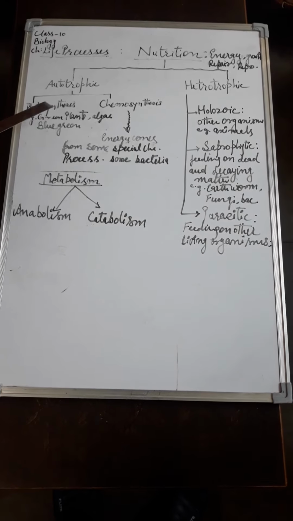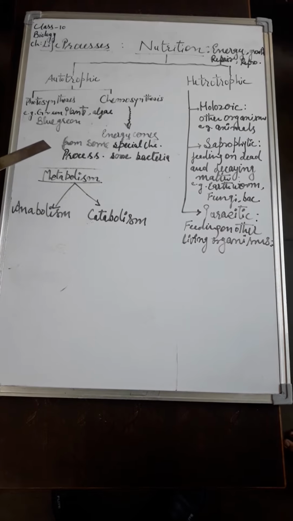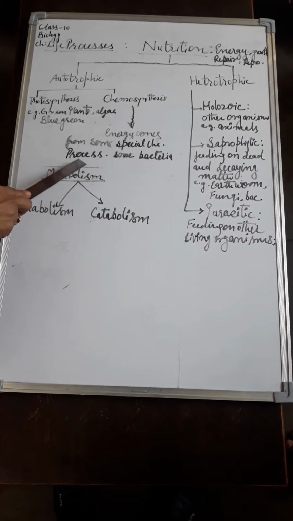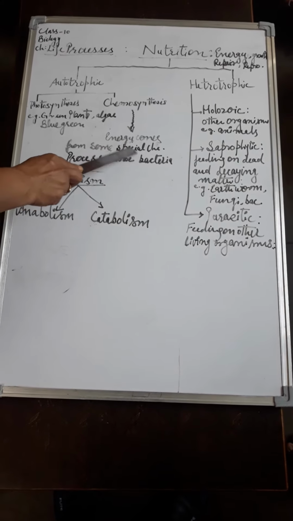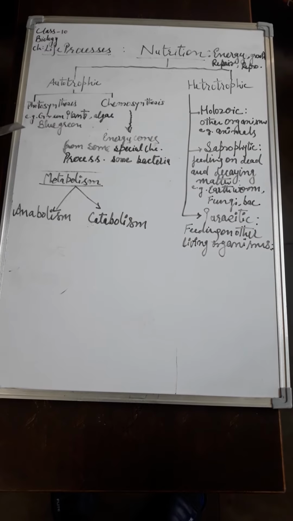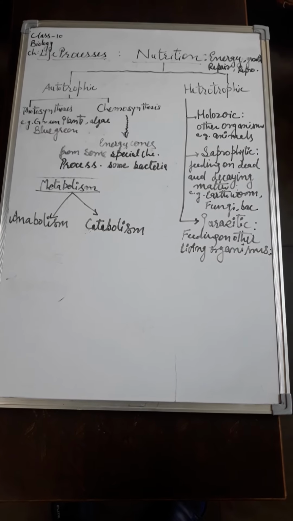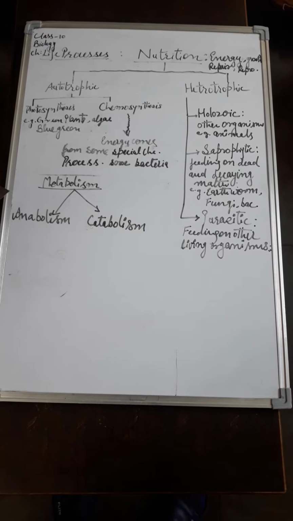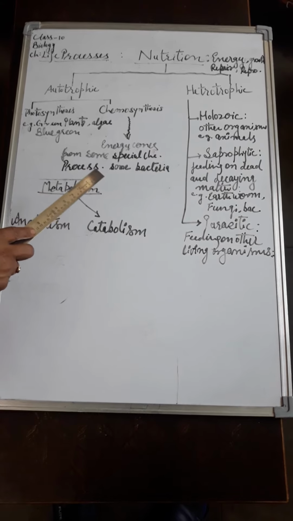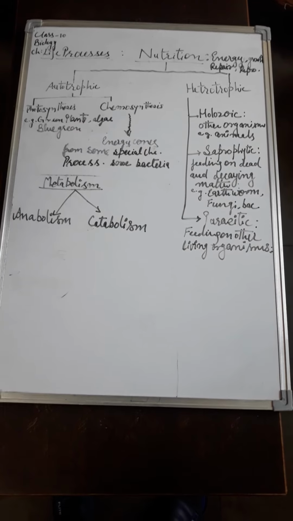The second type of autotrophic nutrition is chemosynthesis. It means these organisms depend on some special chemical reactions or processes for energy. In photosynthesis, energy comes from sunlight, and examples you know very well are green plants, blue-green algae, and some types of bacteria. In chemosynthesis, some different bacteria like sulfur bacteria, etc., depend on special chemicals for energy.